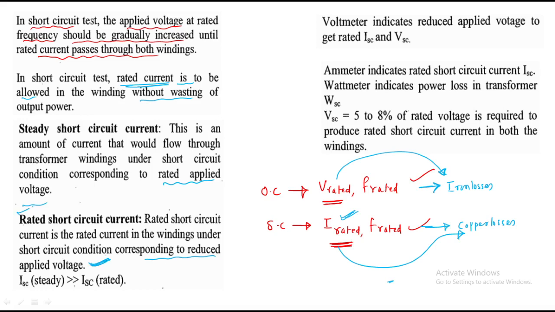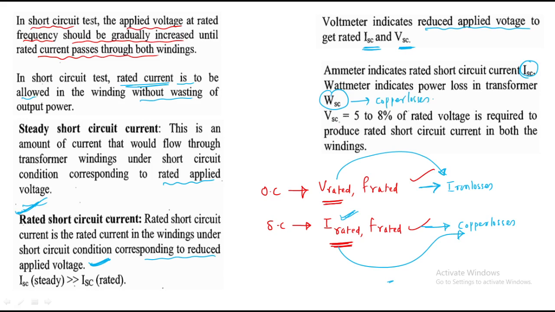So we have to provide rated short circuit current by increasing the supply voltage. Generally the voltmeter indicates the reduced applied voltage to get rated current and short circuit voltage. The ammeter indicates rated short circuit current ISC. The wattmeter indicates the power loss. The power loss is nothing but what? Copper losses.